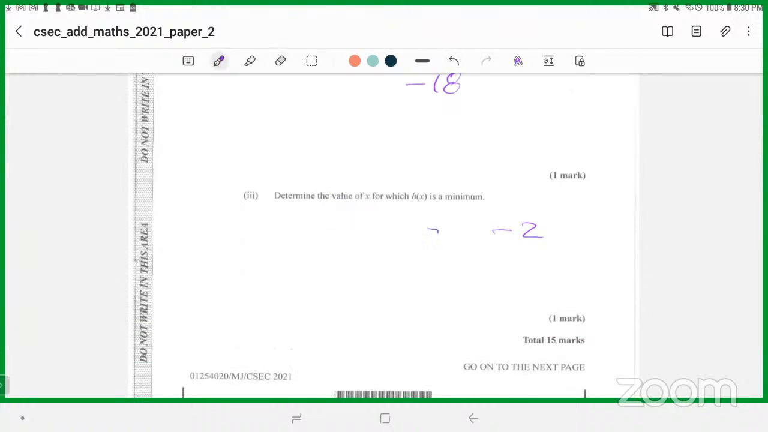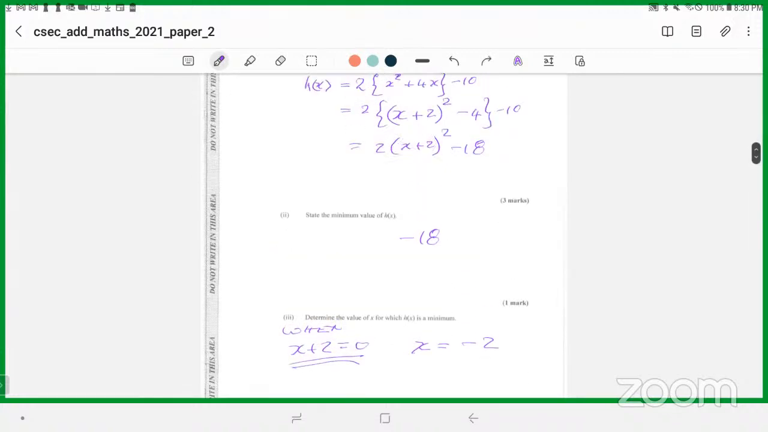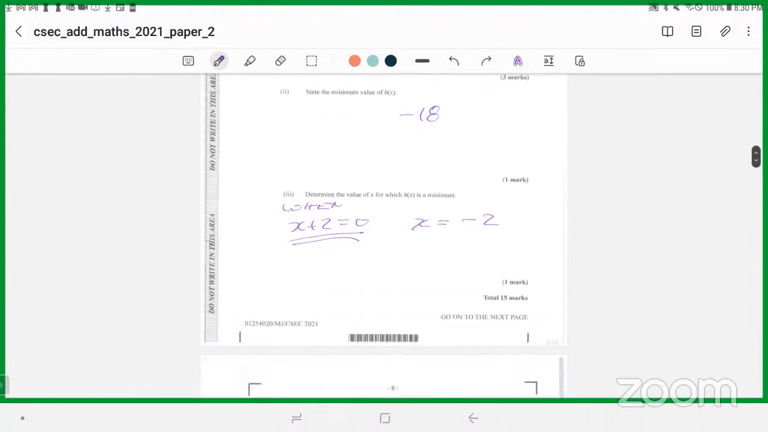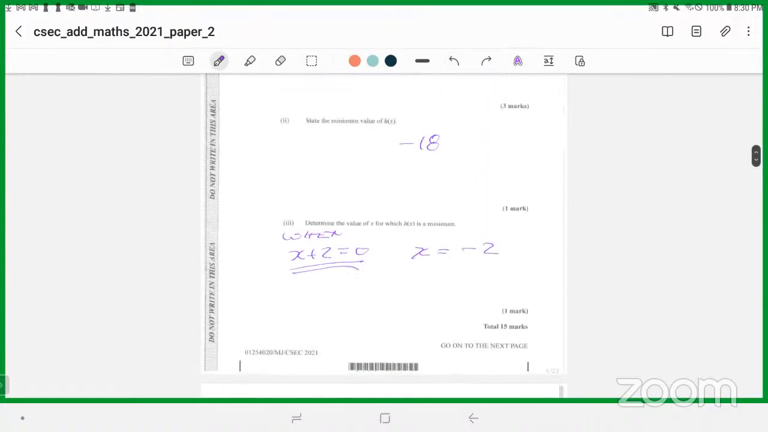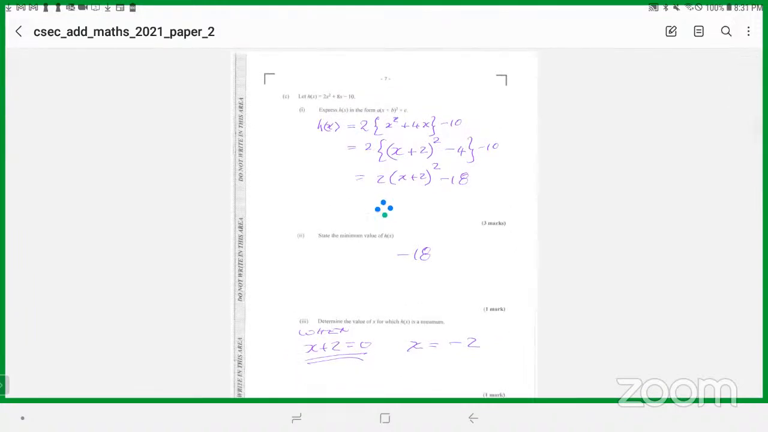x equals negative 2. Why do I go to that? Because it is when the x plus 2 equals 0. That's when it is minimum. When the bracketed term equals 0. Done. 15 marks for that question. All right, that's 2021, 2022, and the specimen, and then we take a break. All right, 2022.